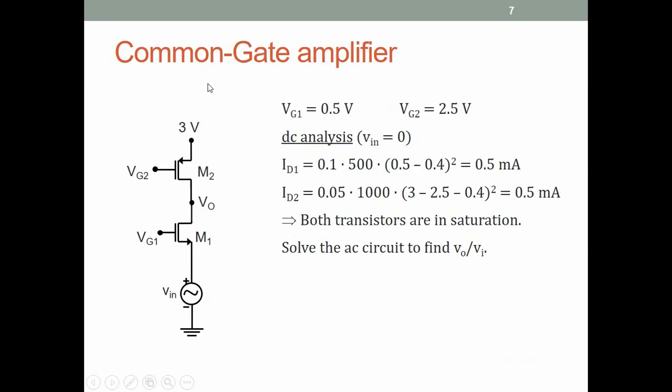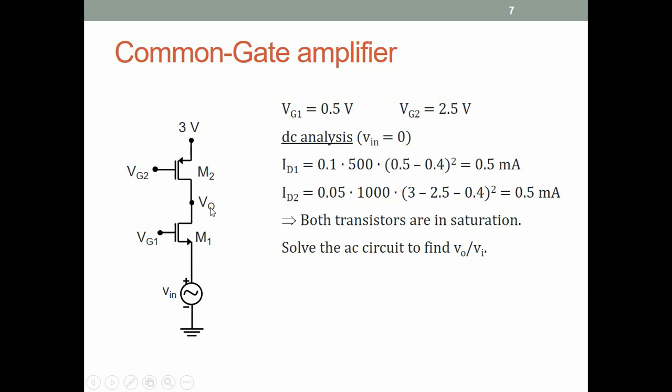Alright, let us go to the common gate amplifier. Common gate is what? The input is applied at the source, the output is taken at the drain. The gate is the common terminal between the input and output in the small signal circuit, because in the small signal circuit the gate terminal will be grounded. Alright, so again we are given some numbers. So Vg1 is 0.5, Vg2 is 2.5. So we do a DC analysis first.